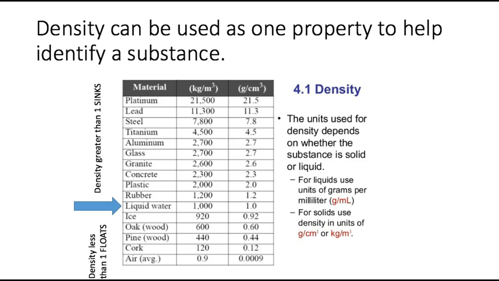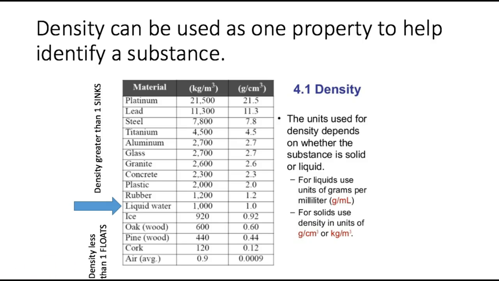Density can be used as one property to help identify a substance. So here in this chart you can see the density for various materials: platinum, lead, steel, titanium, aluminum, etc. You should know that the density of water is 1 gram per centimeter cubed. And this is important because if a substance has a greater density than 1, it will sink in water. And if a substance has a density that is less than 1, then it will float on water. So we can look at density of substances and we can kind of determine, does it float, does it sink, based on what material it's in.